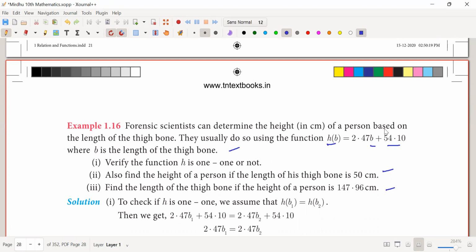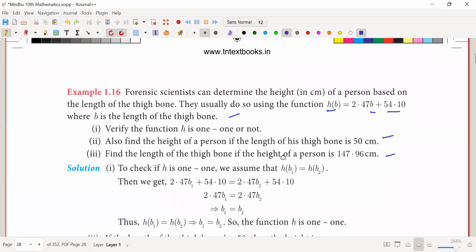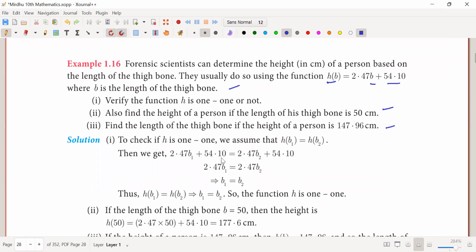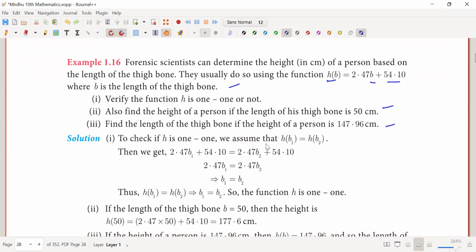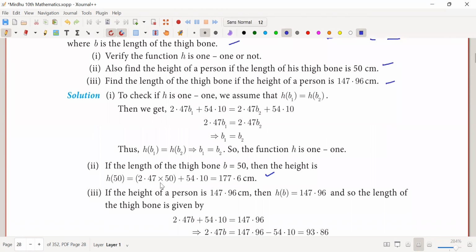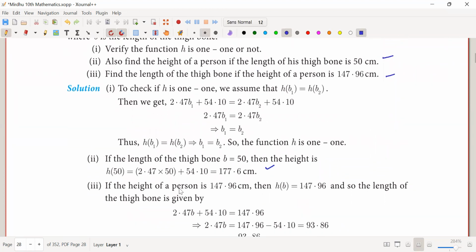Next, find the height of the person whose thigh bone is 50 centimeters. So substituting 50 here, 2.47 into 50 becomes 24.7 into 5. Applying that, we'll be getting the result. Then, to find the length of the thigh bone, vice versa: 2.47b equal to 54.